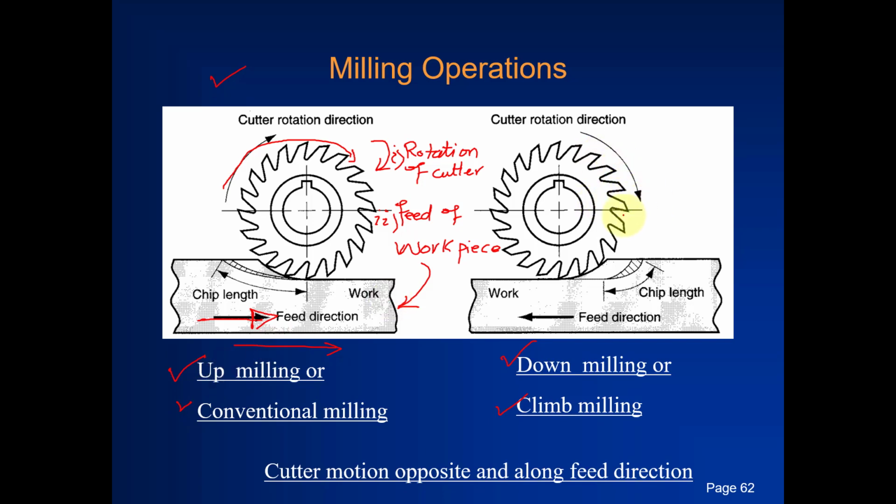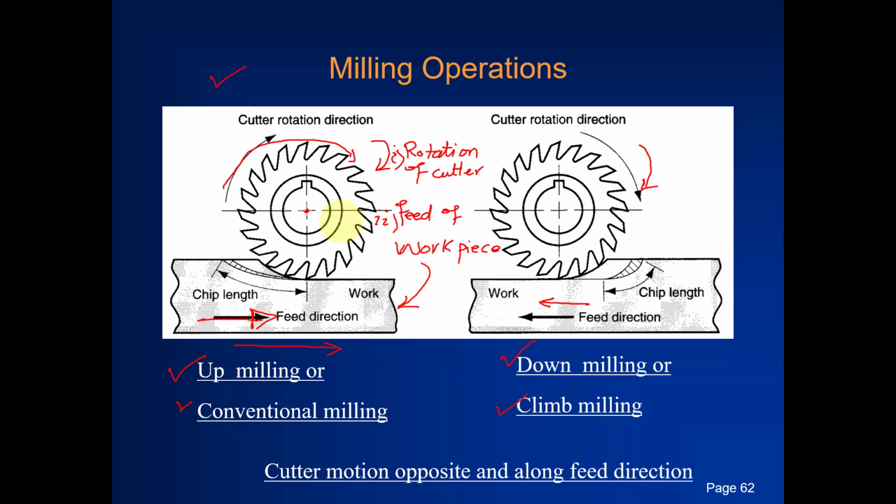When the rotation of cutter is parallel or in the same direction, you can see this is the rotation of cutter and this is the feed direction of the workpiece. Both are in the same direction. Clear? So that type of milling operation is known as down milling, or climb milling. Yes, sir. Okay. And one more thing, up milling and down milling are examples of peripheral milling.